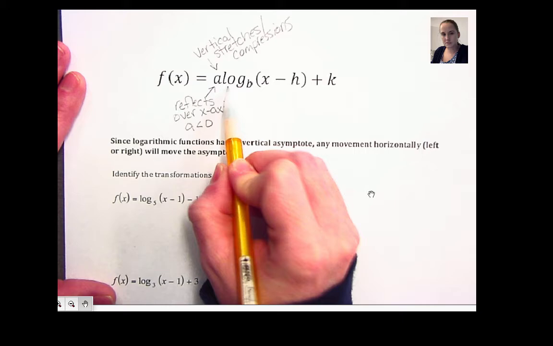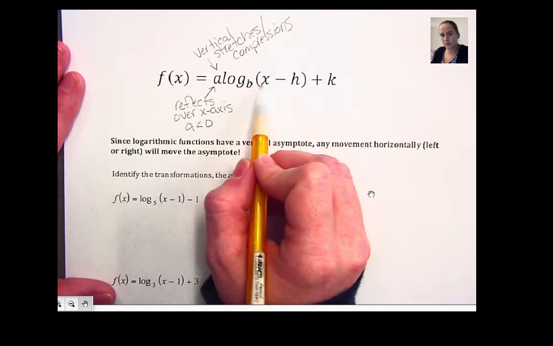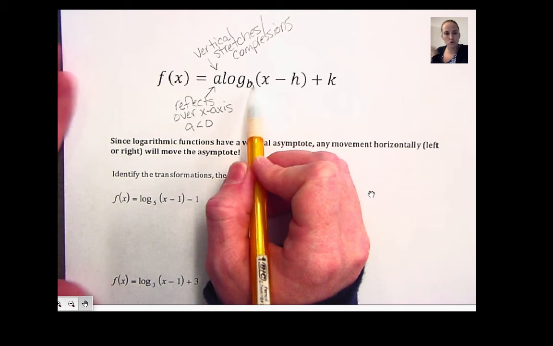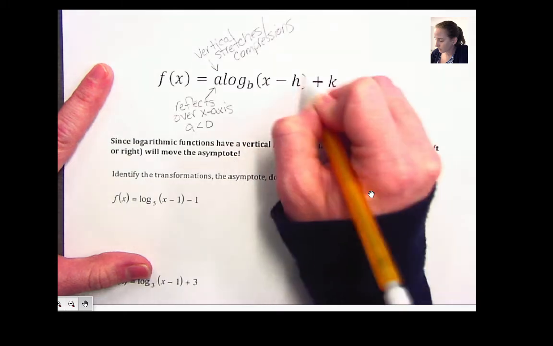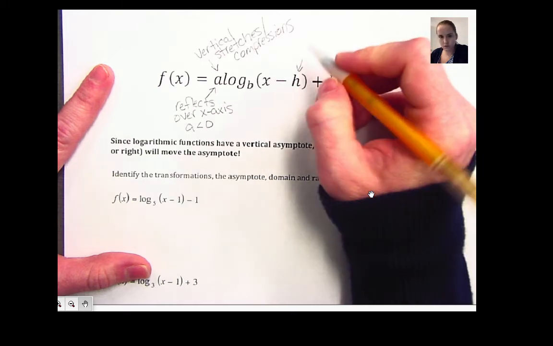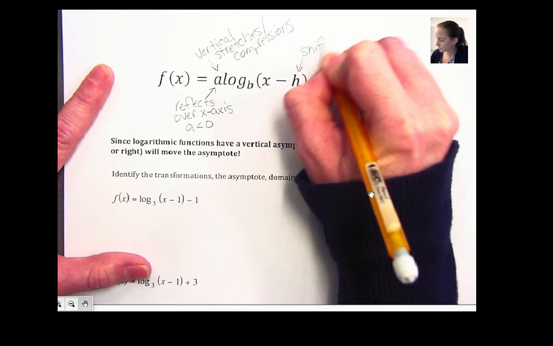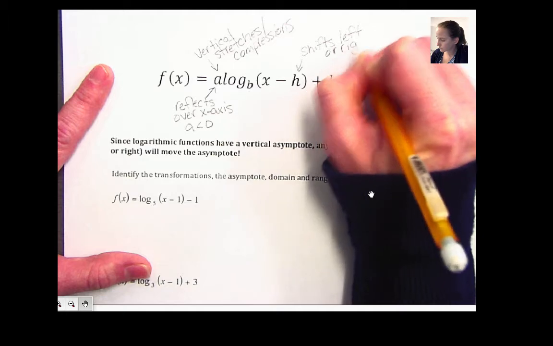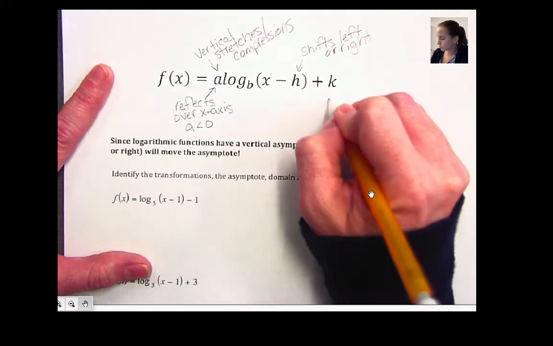Now, log base b, that's like your parent graph. Log base b of x would be your parent graph. That's just your general information, not a transformation. Now again, look, the h is on the inside with the x value. This is your horizontal transformations, your shifts left or right. And of course we have the k value, it's on the outside, and so this shifts up or down.